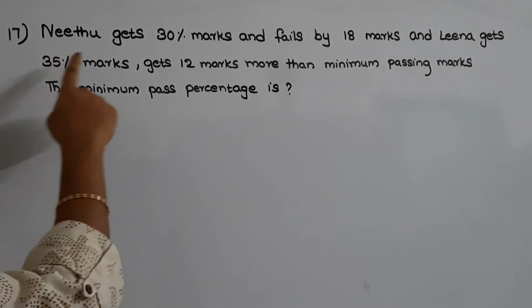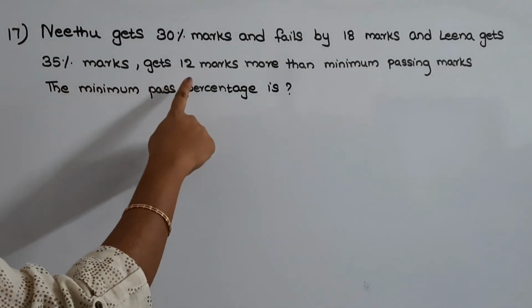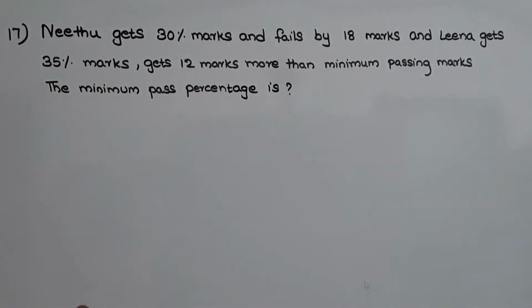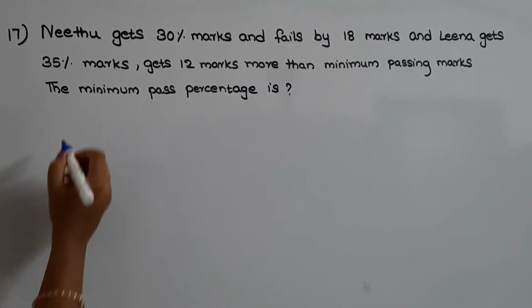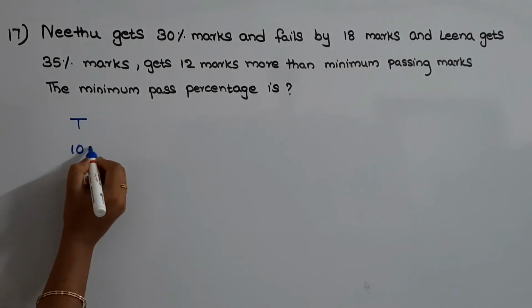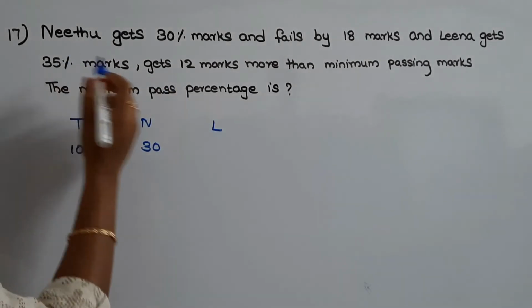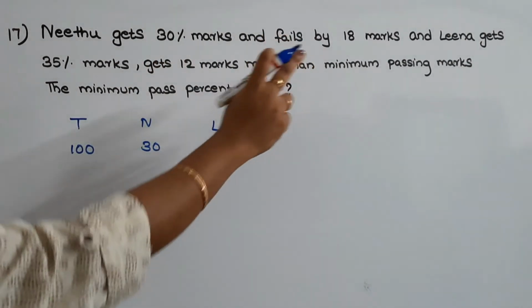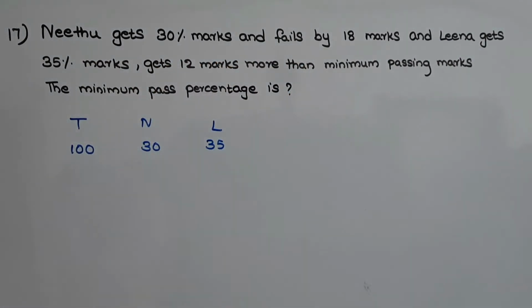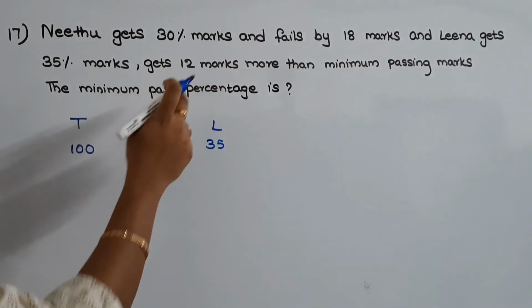The next question is, Neetu gets 30% marks and fails by 18 marks, and Leena gets 35% marks, gets 12 marks more than minimum passing marks. The minimum pass percentage is. So in this question they are telling that Neetu gets 30% marks and Leena gets 35% marks. So let us consider the total marks as 100. Then the marks obtained by Neetu will be 30 and the marks obtained by Leena will be 35. Then they are telling that Neetu fails by 18 marks and Leena gets 12 marks more than the minimum passing marks. So the difference between their marks will be 18 plus 12, that is 30.